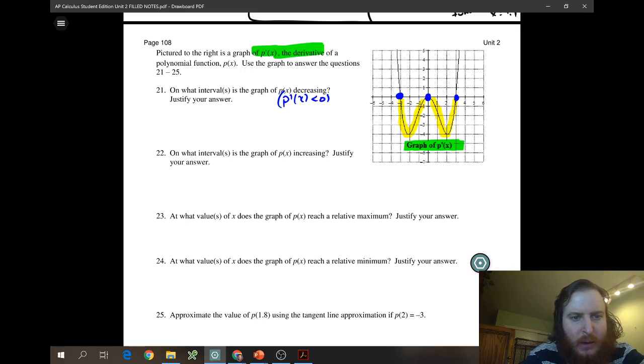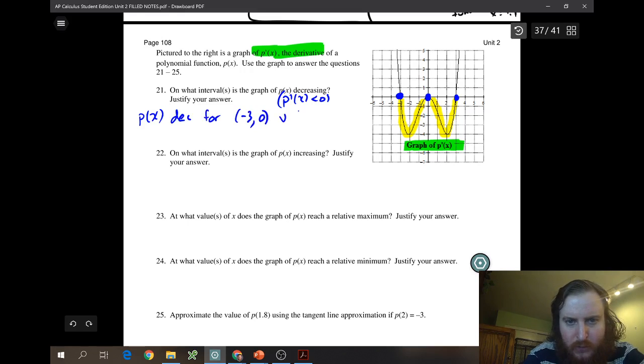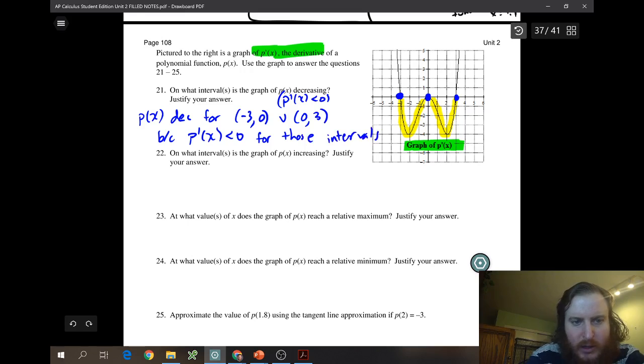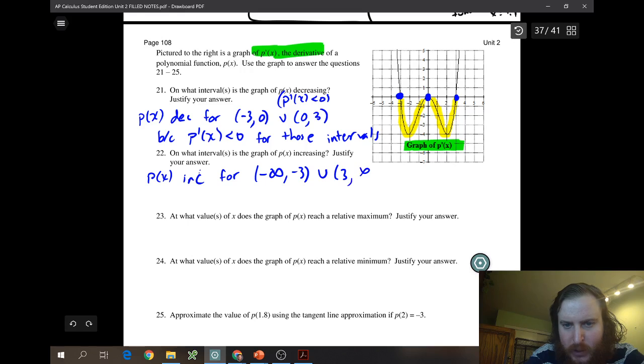So we're going to say p of x is decreasing for negative 3 to 0, union 0 to 3, because p prime of x is less than 0 for those intervals. Okay, and then increasing is just going to be our opposites. P of x increases where it's positive, so for negative infinity to negative 3, union 3 to infinity, because p prime of x was positive there, greater than 0 for those intervals.